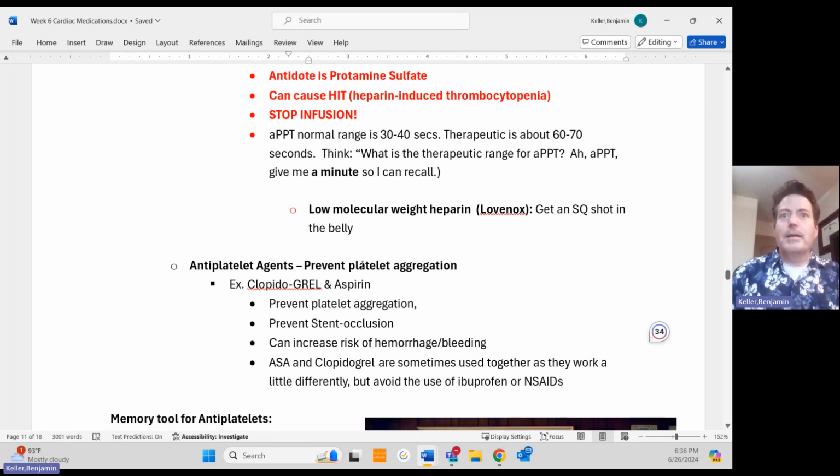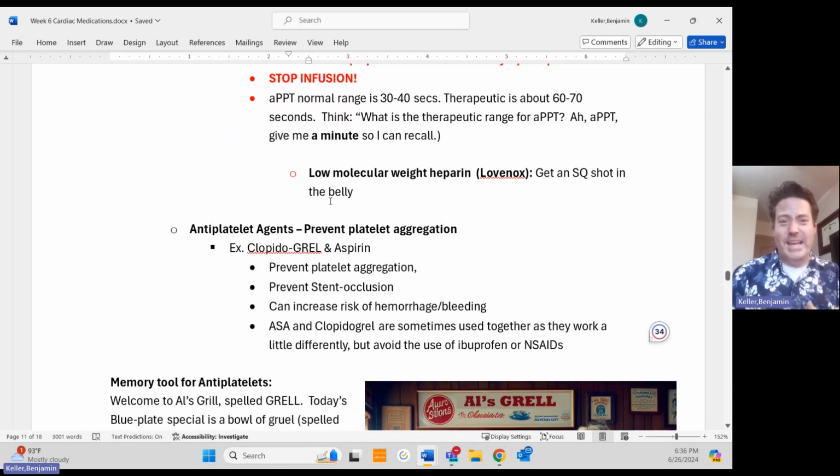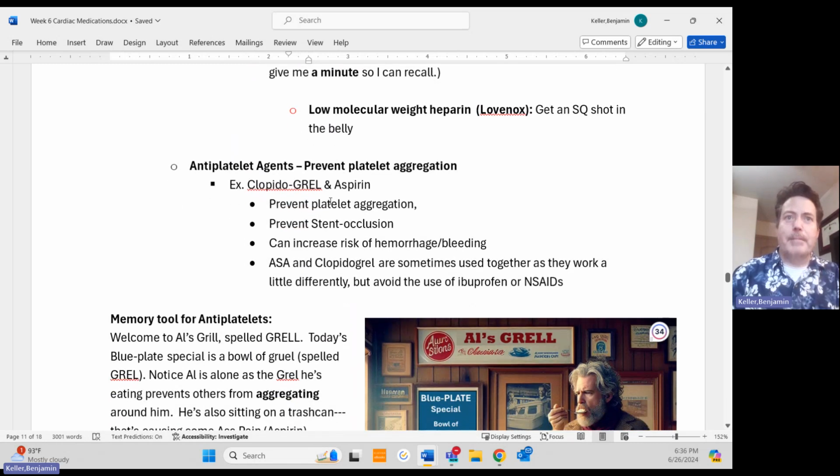60 seconds. So there's also low molecular weight heparin, which is Lovenox. A lot of people get this post-surgery. And so it prevents blood clots like DVTs and things like PEs and stuff like that.